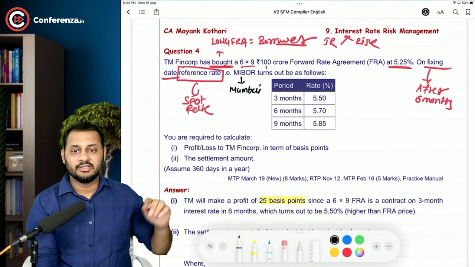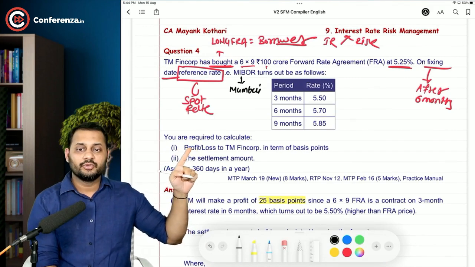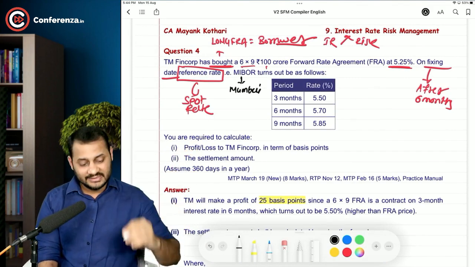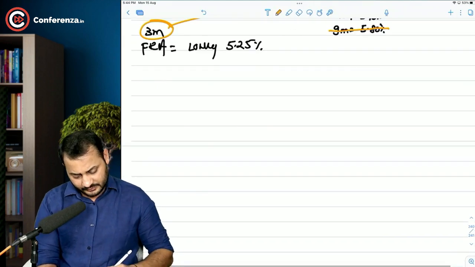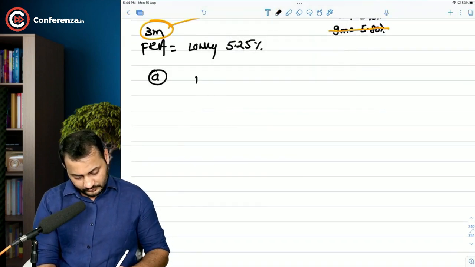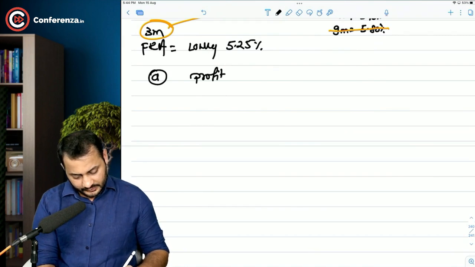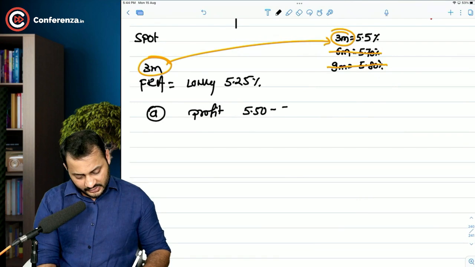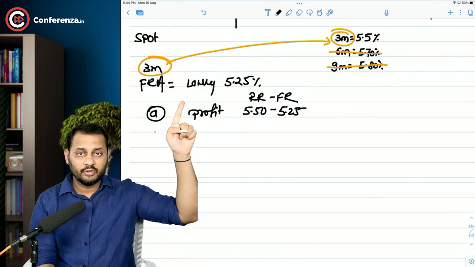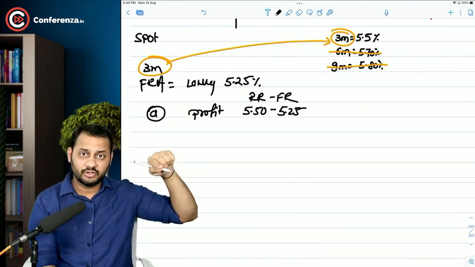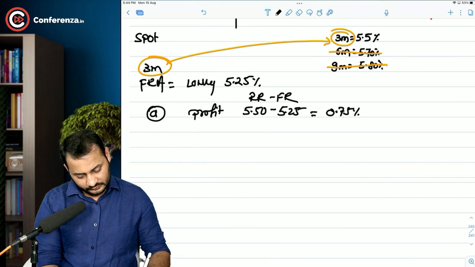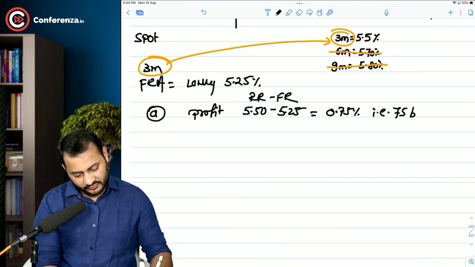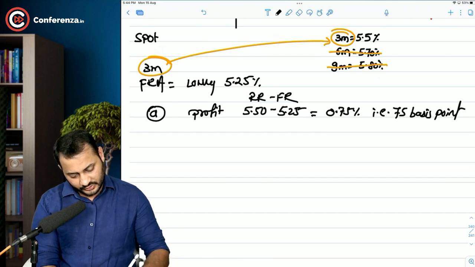What the question is asking us: you are required to calculate profit or loss to TM FinCorp in terms of basis point. They are not asking you in terms of money, rupees, but in terms of basis point, and it's very simple. Profit is 5.50 minus 5.25, reference rate minus FRA rate. When you take long forward, it should be RR minus FR. When it's short, FR minus RR. That's 0.25, that is how many basis points? 25 basis points. So this is your gain.